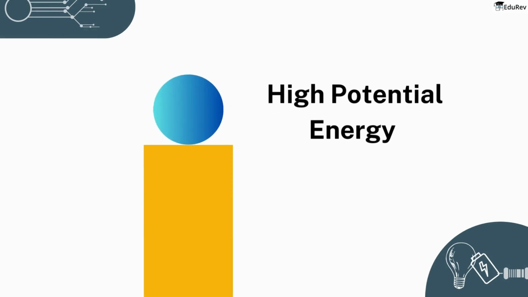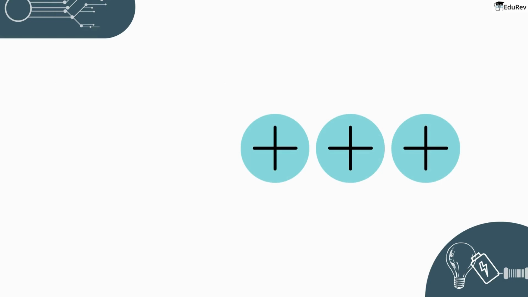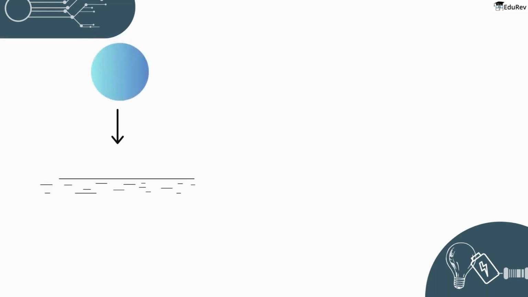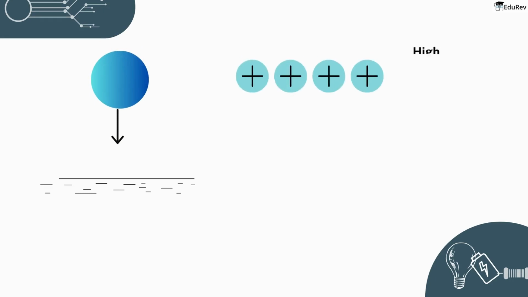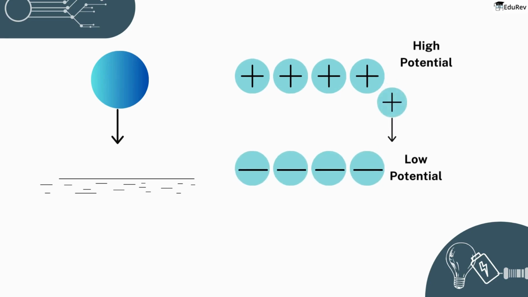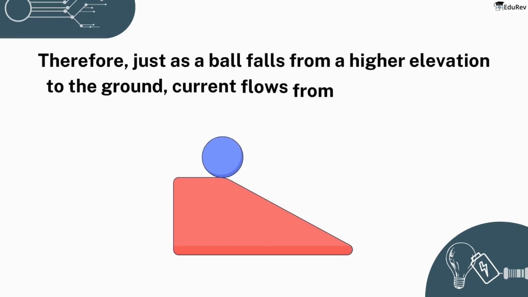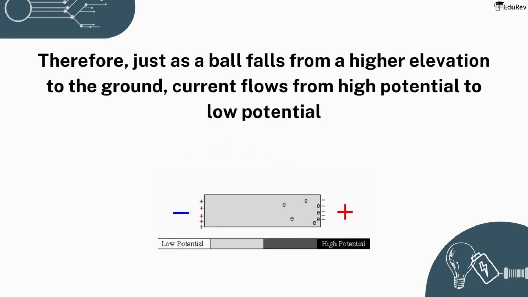When a ball is kept at a height, it has high potential energy. Similarly, when a positive charge is kept near a positive charge, it has high electric potential. Now analogous to a ball which naturally moves towards the ground when released and the potential energy of the ball is converted to kinetic energy, a positive charge at high potential is drawn towards a negative charge at low potential, and electric potential energy of positive charge is converted into kinetic energy. Therefore, just as a ball falls from a higher elevation to the ground, current flows from high potential to low potential.